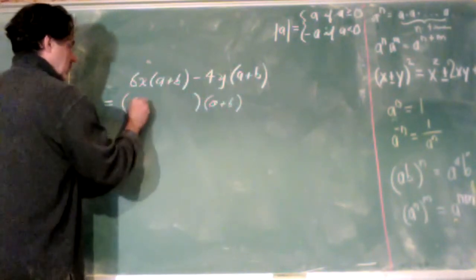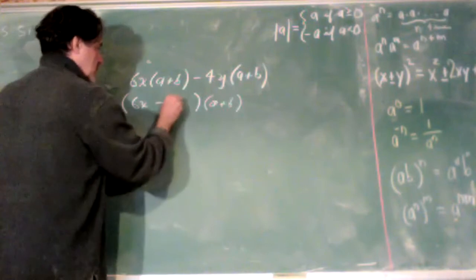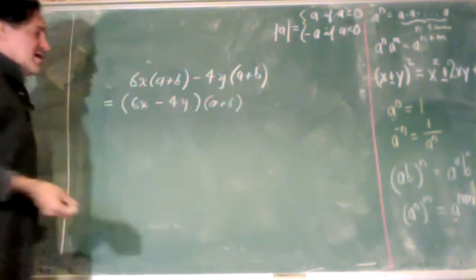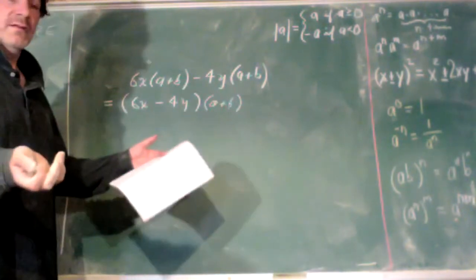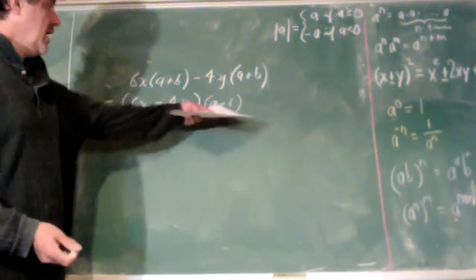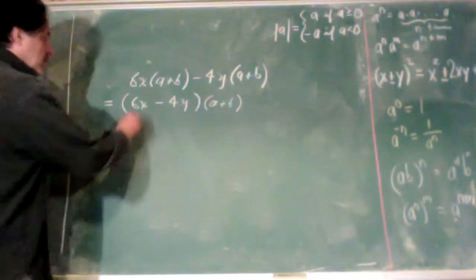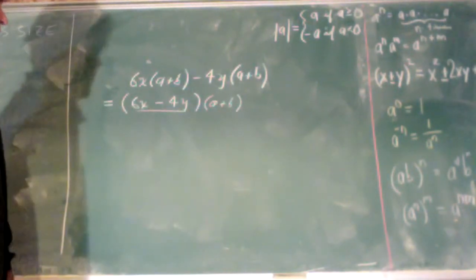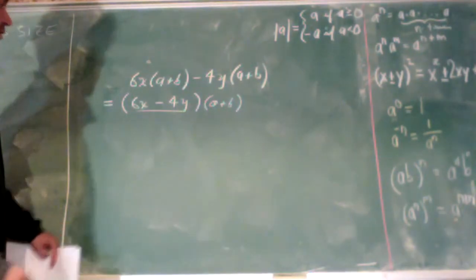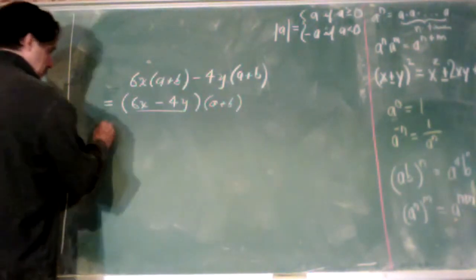I have a 6x left minus a 4x. Now where I am mistaken is if I say, because I took the a plus b out, I'm done. I don't know whether I'm done. I know the a plus b is common, but I need to look at what's left and see whether there's any more I can withdraw, remove, pull out.